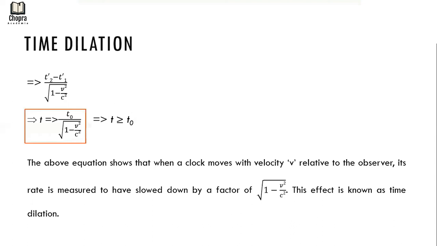So the above equation shows that when a clock moves with velocity v relative to the observer, its rate is measured to have slowed down by a factor of root of 1 minus v square by c square. This effect is known as time dilation.